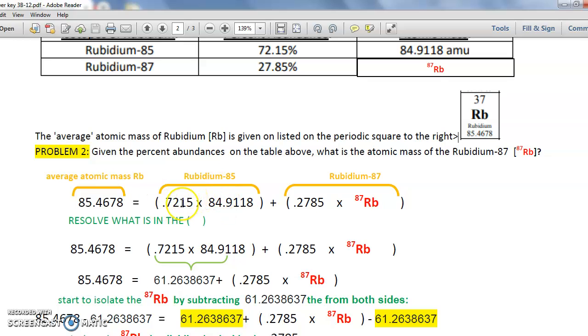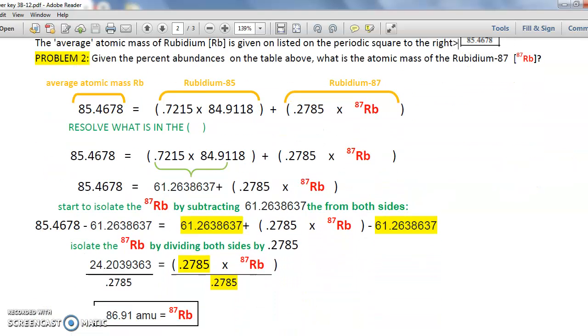The rubidium-85 by taking 0.7215 times 84.9118, and we get 61.2638637. Don't round in the middle of the problem. You're like, why are you keeping so many digits? You don't really want to round in the middle of the problem. So now we have 85.4678 equals 61.26, etc., plus what's inside this parentheses.